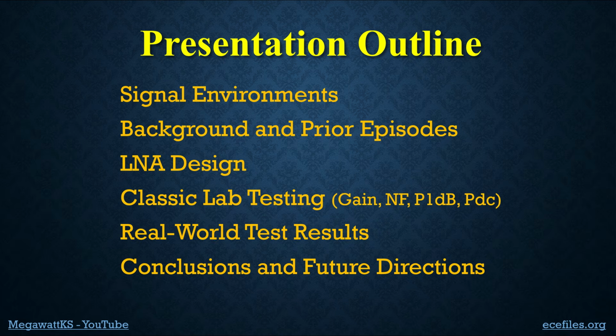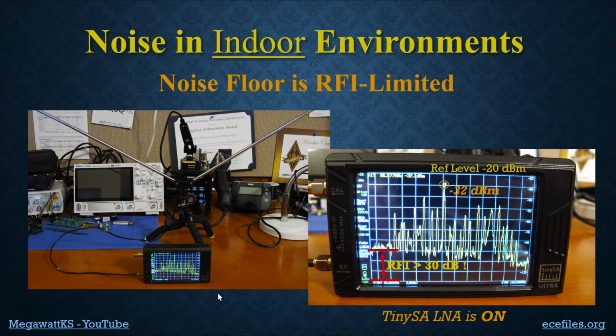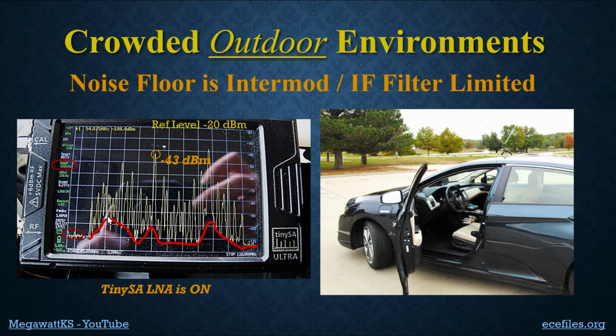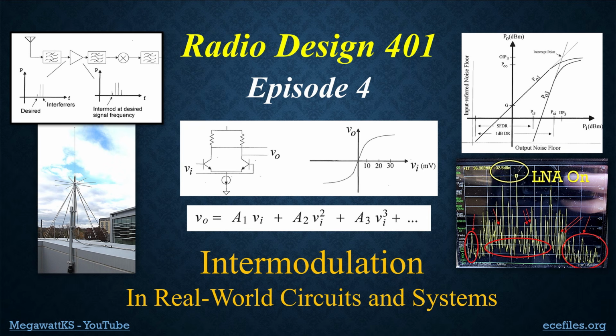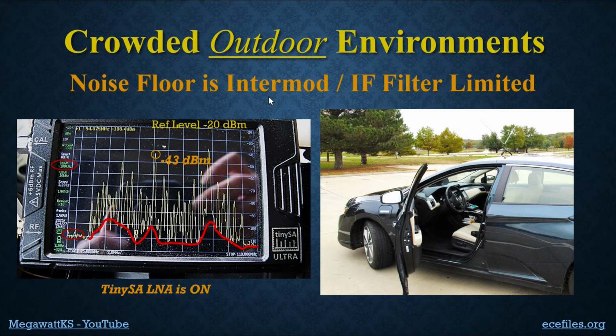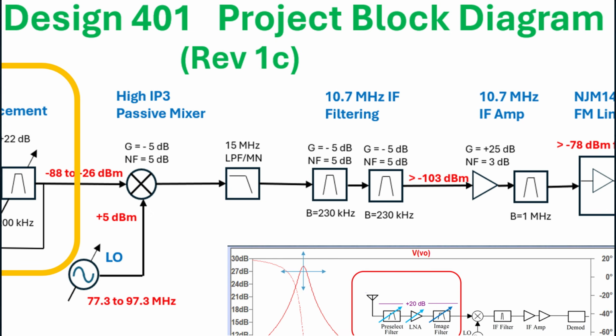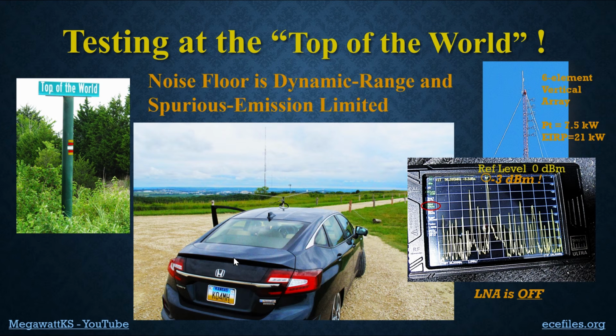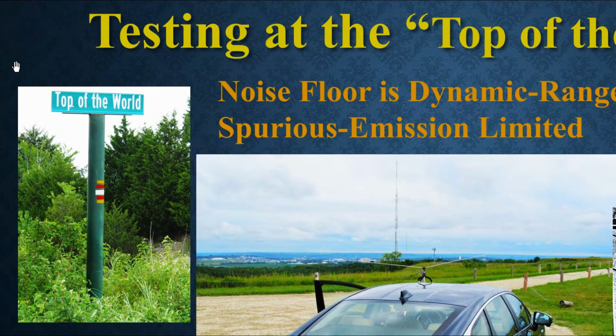We're going to look at different signal environments, for example, noise in indoor environments. Also, even in that park, there are still dozens of signals which can mix together through intermodulation that we discussed in episode 4 of this series. We didn't emphasize there, though, that the IF filter is also very important. So in Radio Design 401, we have used a much better IF filter configuration. And then lastly, testing at the top of the world. I didn't come up with that name. It's actually the name of the street that this thing is on. Cool, huh?